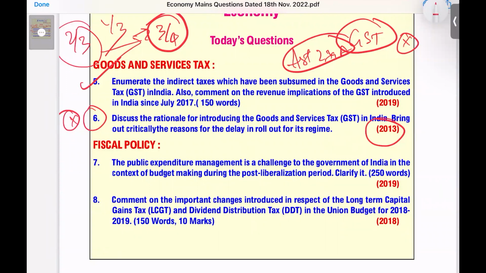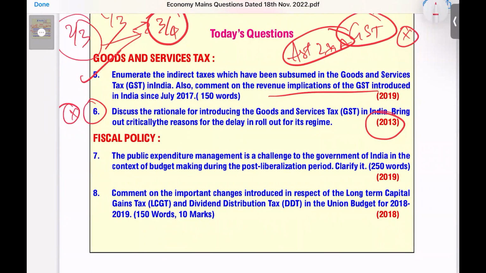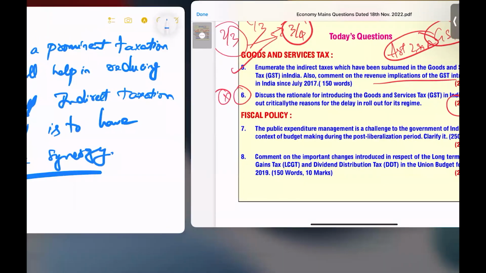See the fifth question. Enumerate the indirect taxes which have been subsumed in GST. Also, this is a very novel question at that point of time. Now everyone knows what are the different indirect taxes. Also comment on the revenue implications of GST introduced in India. Today we are very clear about the revenue implications. We know the SGST, CGST, IGST, and how the sharing happens. Just now we have discussed about the GST compensation. All that will be your second half of the answer. Take just 2 minutes and we will discuss this question.